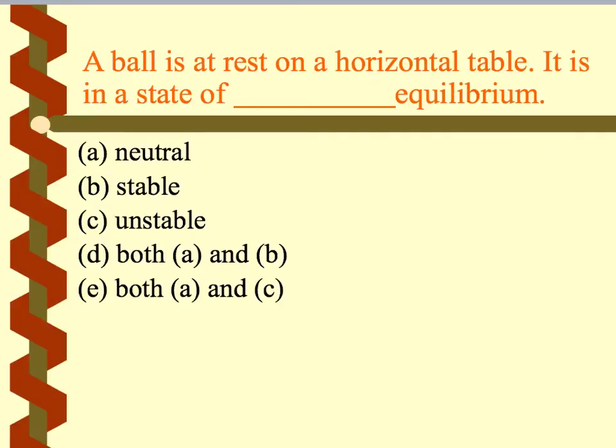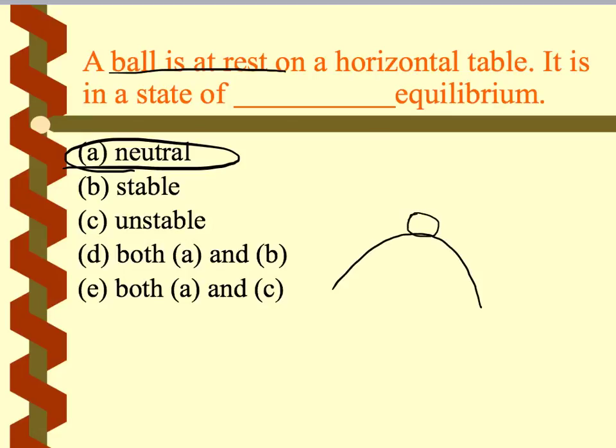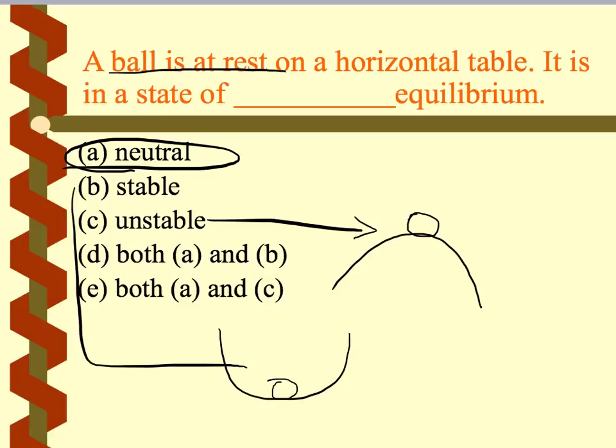A ball is at rest on a horizontal table. It's in a state of what kind of equilibrium? A ball is at rest on a horizontal table. Go ahead and answer. If you chose neutral equilibrium, you're absolutely correct. Now, if our ball was at rest on the top of a curved bowl, which would it be? Correct. Unstable. And if it was at the bottom of a curved bowl, which would it be? It would be stable.